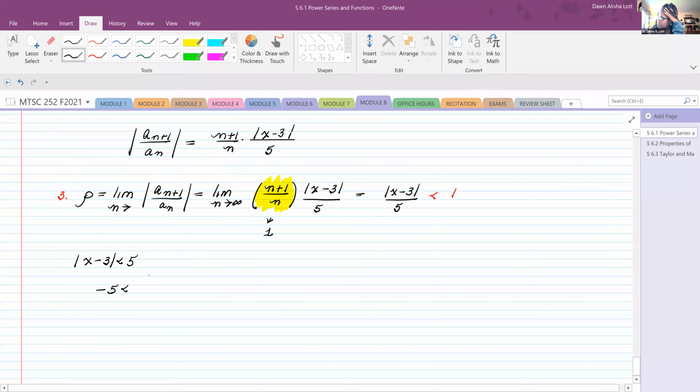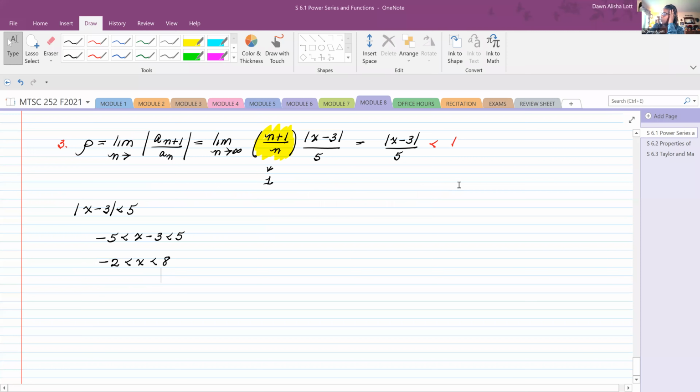All right, so this is x minus 3 is less than 5. So therefore we get -2 is less than x is less than 8. Okay, so what did I call this before? I gave this a name. Anybody remember what name I gave this? Interval of convergence. Okay, but it's the preliminary one. Very good.